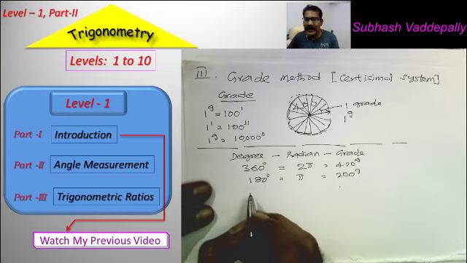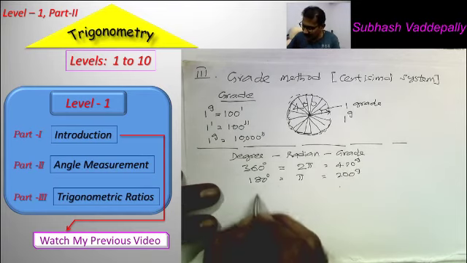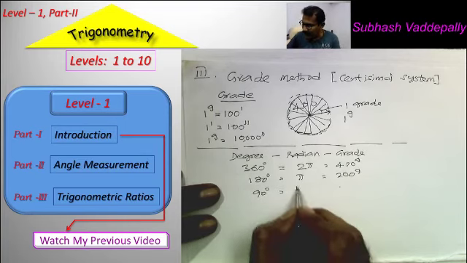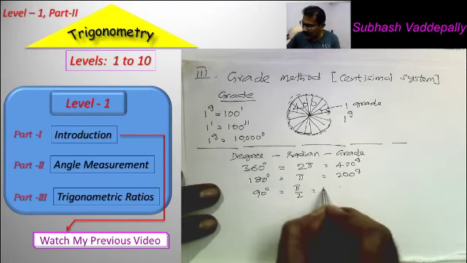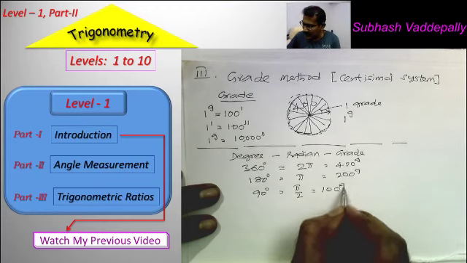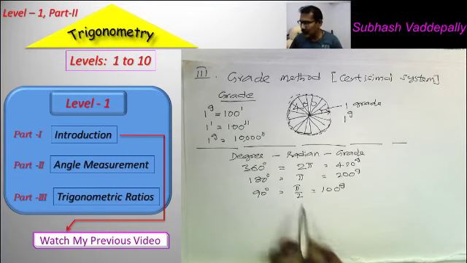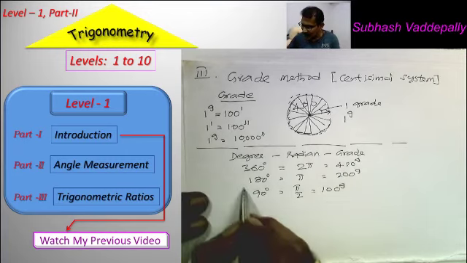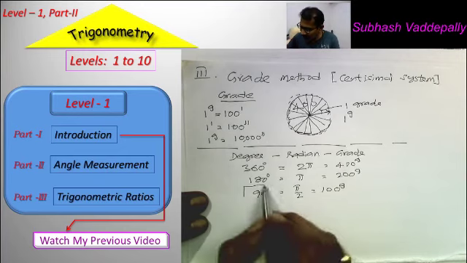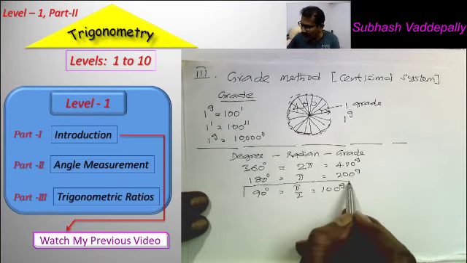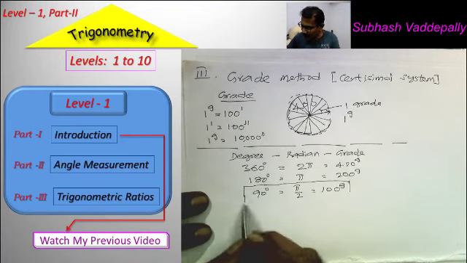Finally, I want to write the right angle. The right angle is half of 180, that is 90 degrees, which is pi by 2, which is 100 grade. Means one right angle in terms of degree, we write 90 degrees. In terms of radian, we write pi by 2. In terms of grade, 100 grade. So this relation helps you convert an angle from any unit to another unit.